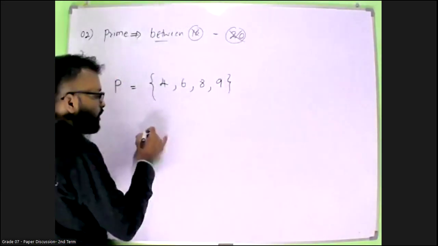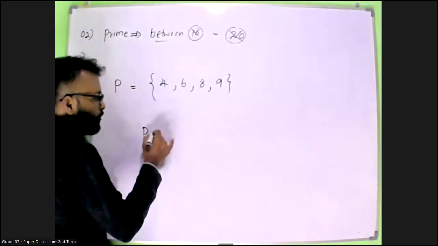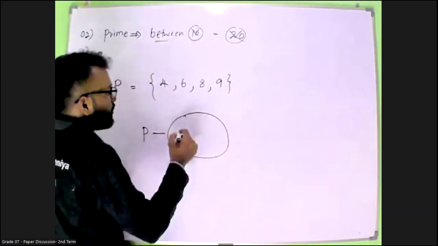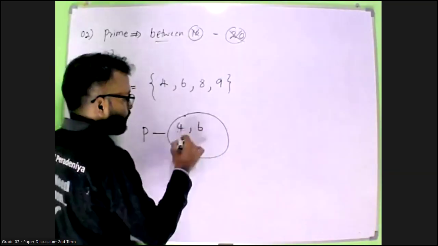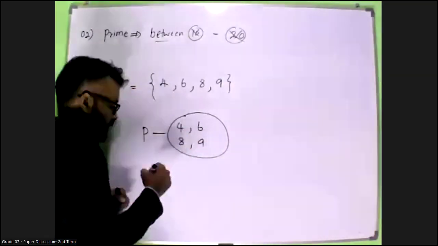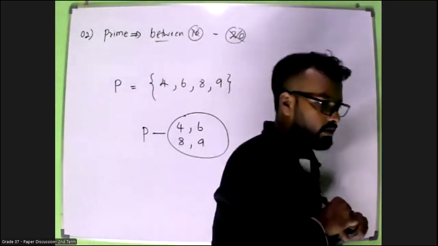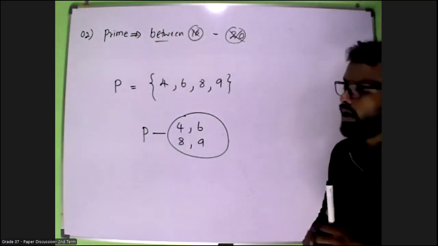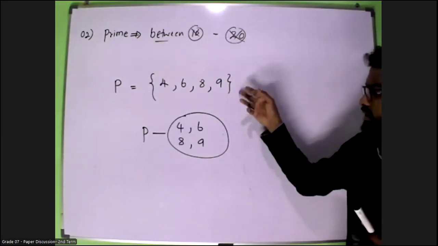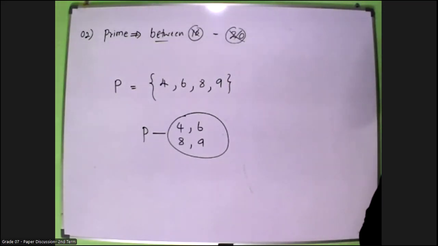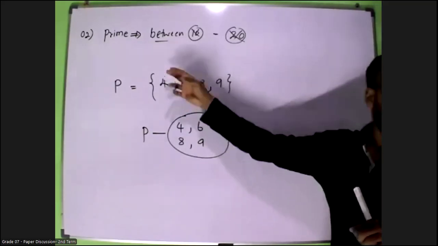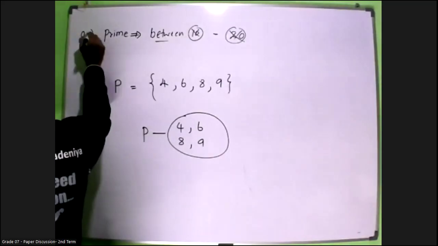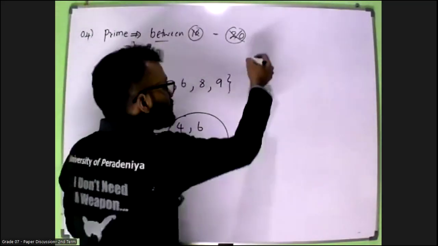So how do you draw? I will draw a circle, for example. So these are the composite numbers: 4, 6, 8, 9. This answer has 2 marks, so you have to simplify. So this is number 4. And let's go to number 5.